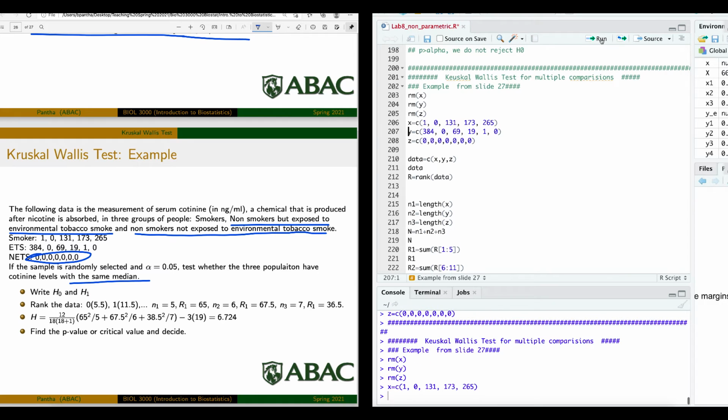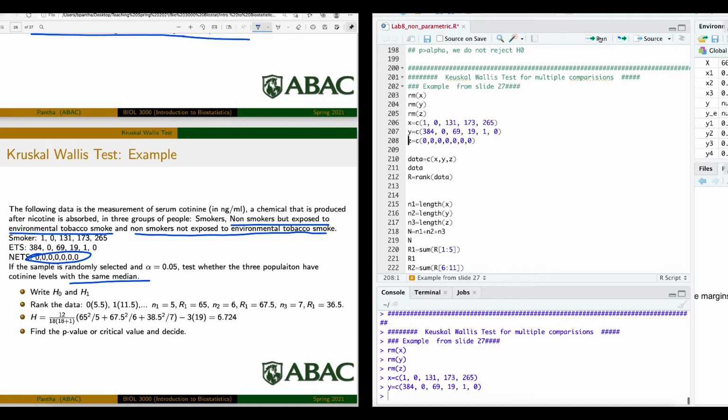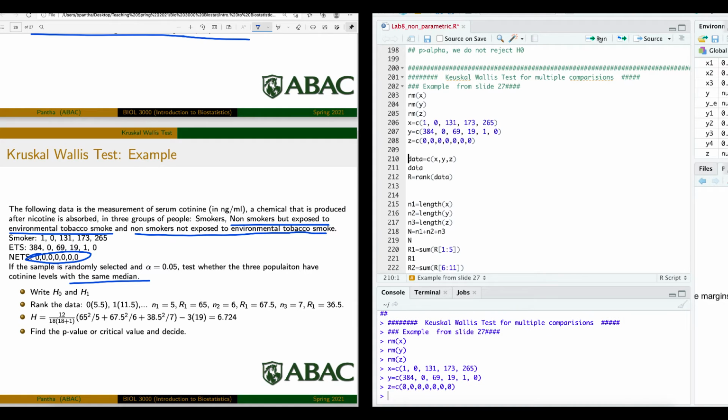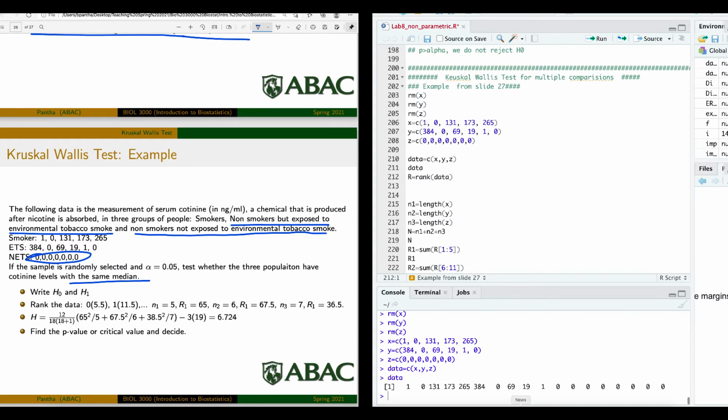All right, now I denote X. I copied that X data, Y data, and Z data, and then I just ran those. Now what I'm doing here is I'm giving a name data, and then I'm combining these 3 data sets into a single row, so that it is easy to rank. Because when you rank in the Kruskal-Wallis test, you need to mix all those data sets together, combine all of them together, and then rank as one group.